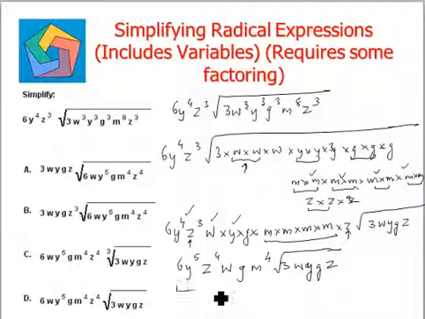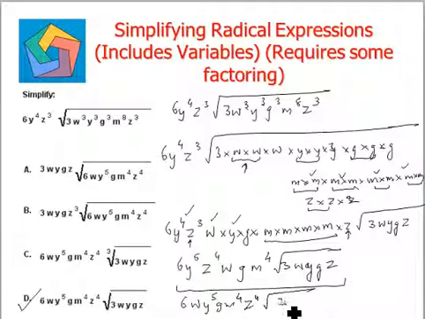Let's see which option is matching. This is our final answer. 6 we have only in C and D, so option D is the correct answer. Let's arrange that as the answer: 6, then w, y to the power of 5, g, m to the power of 4, z to the power of 4, inside the radical 3 w y g z. This is absolutely the same as what we got.